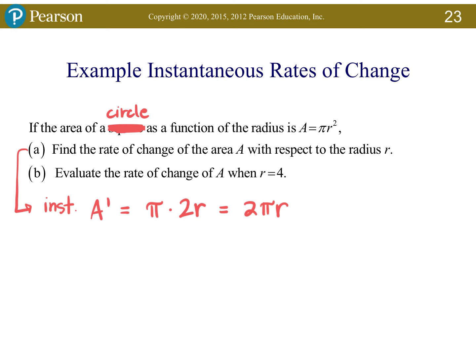Okay, all right, so then part B. Now evaluate the rate of change of the area when the radius is 4. And so then we can find A prime at 4. So that would just be 2 pi times 4 or 8 pi. Okay. All right, so the derivative applied to geometry.